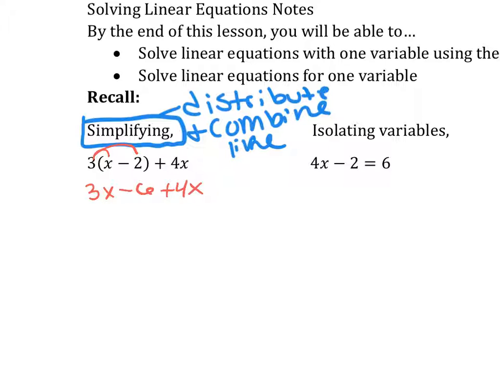And then our like terms are these two terms with the x's, so this 3x and a plus 4x. You can add those together to have 7x minus 6, and then that's it, you're done. You wouldn't add 6 because there is no both sides, there's no equal sign. You wouldn't divide by 7. This is it, you're done.